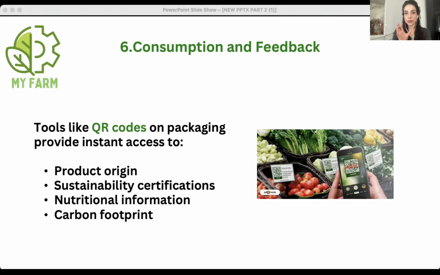In terms of consumption and feedback, consumer feedback traditionally came through word of mouth, repeat customers, or seasonal demand fluctuations. But now tools like QR codes on packaging offer instant access to product origin, sustainability certifications, nutritional information, and carbon footprint.